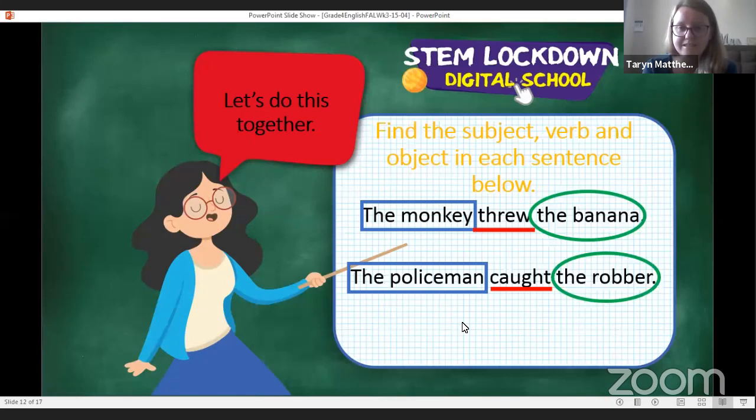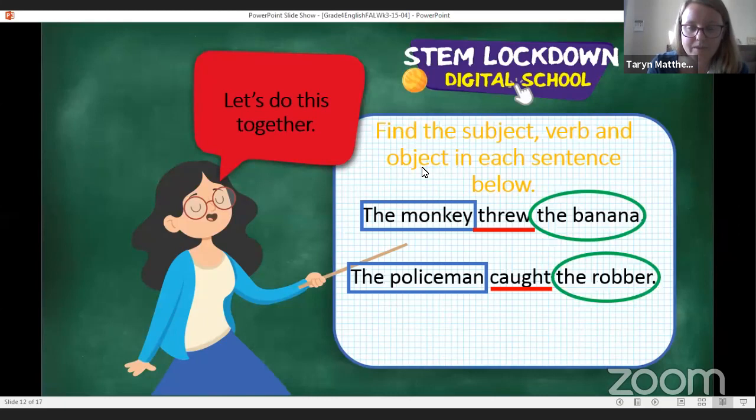So there we can easily see now we've got our 3 parts of our sentence. So we've got the policeman, who's the subject, the person doing the action. My action is caught, and the object is the robber. Awesome job, guys.